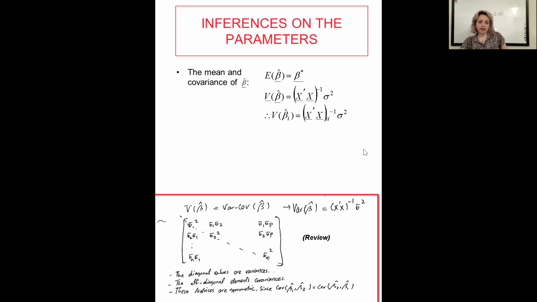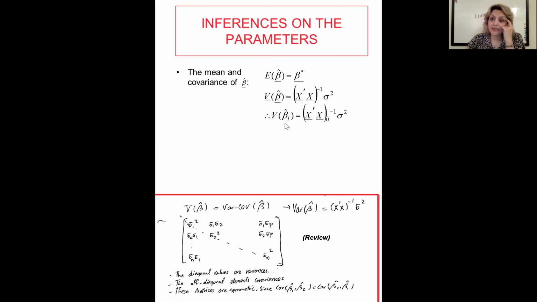So here for the inference on the parameter, the mean and the variance of the beta estimate, we would say that the expected value of the beta estimate is beta, the true value of the beta. And the variance of the beta estimate, as I told you in the previous section, is (X prime X)^-1 times sigma squared. And that's for the whole beta estimate.